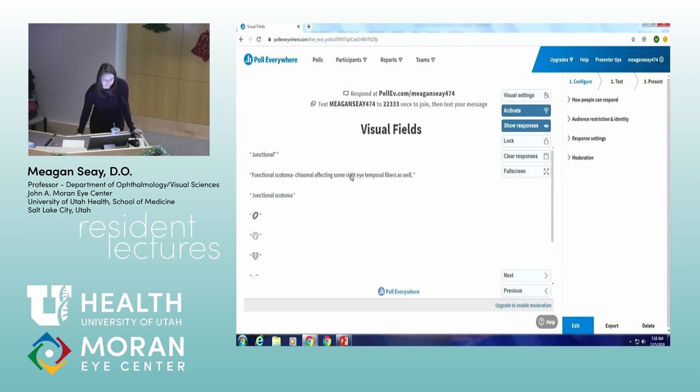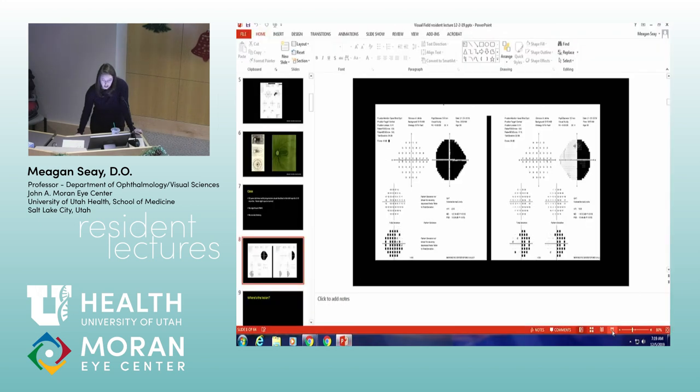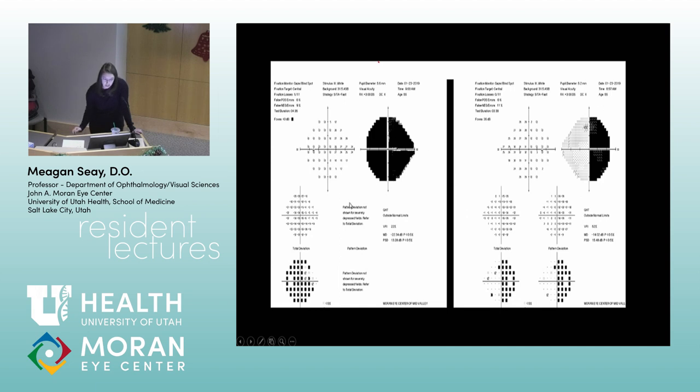That's a pretty smart functional person. So chiasm affecting some right eye temporal fibers as well. So that's correct that this is a junctional scotoma. So what we have is basically diffuse depression of the left eye, but a vertical meridian respecting temporal defect in the right eye. So you're correct with chiasmal, it's localizing to the chiasm, but why is it causing more vision loss on the left side? It's like that small portion of the optic tract that comes more anterior and is responsible for the nasal field on the left. So it's affecting the chiasm, but it's more affecting the left optic nerve. So this is more of a left optic neuropathy in addition to a chiasm compression.